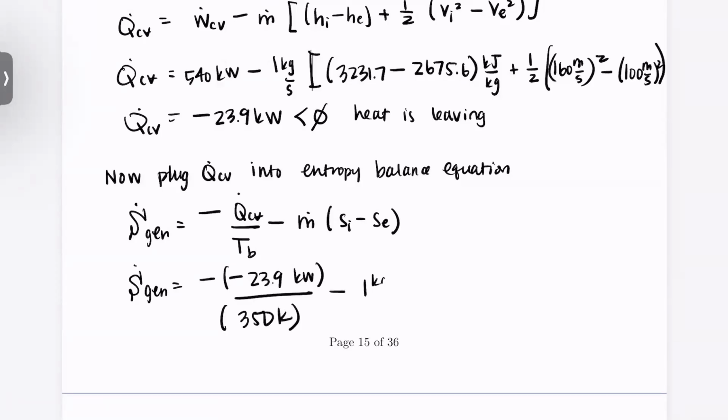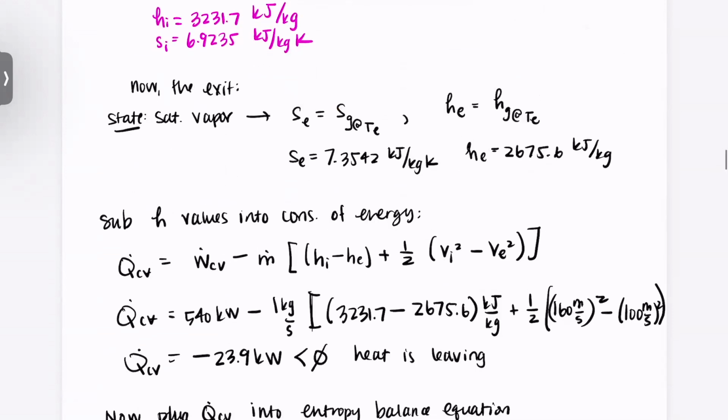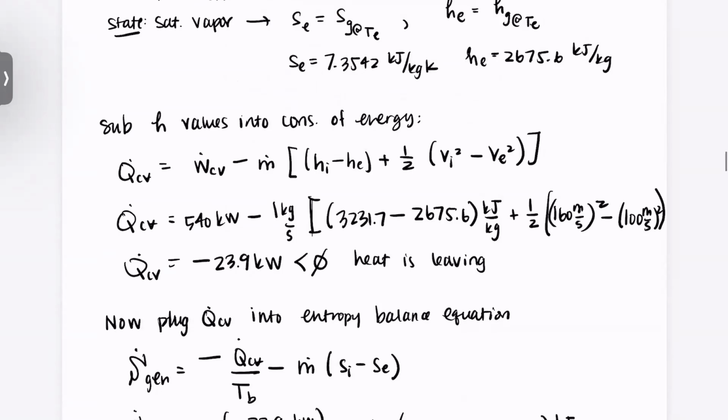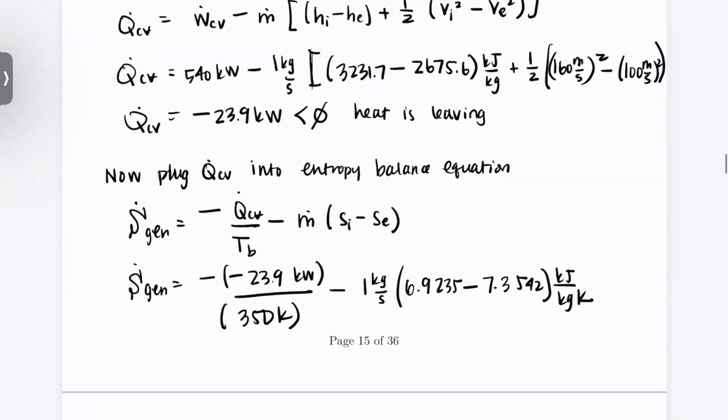Minus M dot, which is 1 kilogram per second, times SI, which is 6.9235, minus SE, which is 7.3542 kilojoules per kilogram Kelvin. And so we get 0.5 kilowatts per Kelvin. It's important to note this is greater than 0, so that's good, right?